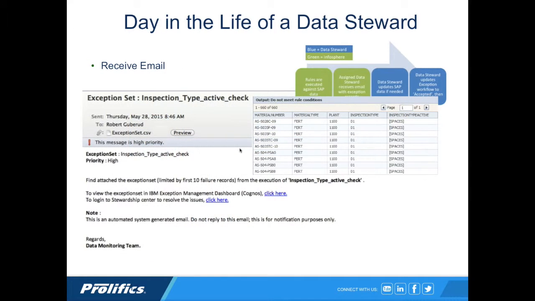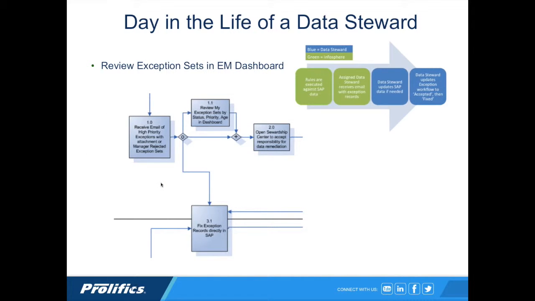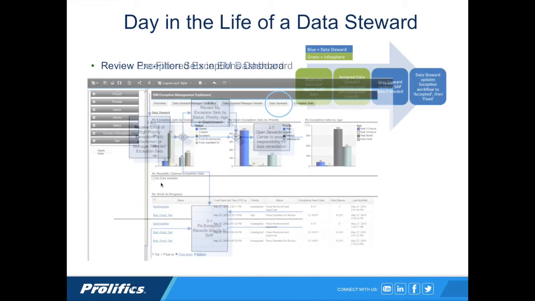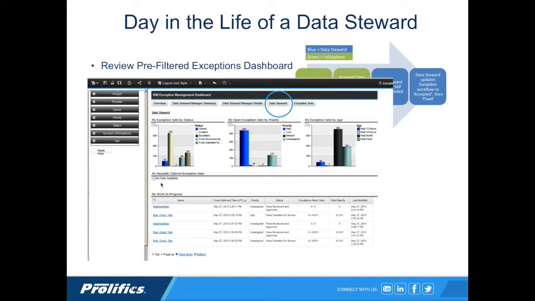So let's look at what the email looks like. This would be an email to a steward. Attached to the mail is the set of exceptions, and we can see that the spaces are what caused these rows to be in exception. The next part of the workflow is to perhaps look at the dashboard to see what exceptions this person as a steward has outstanding. When they log into the dashboard, it comes up customized for that steward.